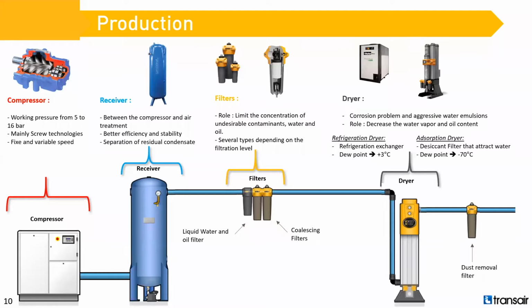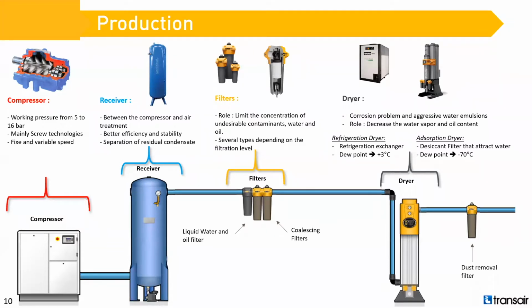The first one is the refrigeration dryer. There, the principle is really easy. It's like the fridge we all have in our kitchen. The air is going through a cold heat exchanger and the water is liquefying at its contact. The dew point on this type of dryer is +3 degrees Celsius. The dew point is an equivalent of the quantity of water inside the air.